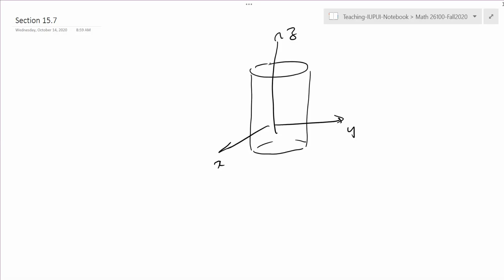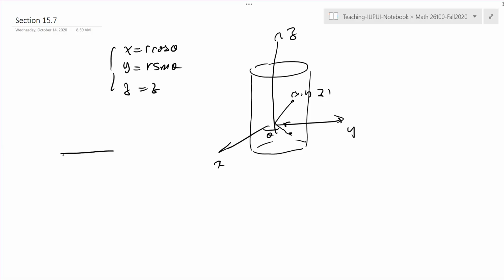Now every point inside the cylinder will use the following coordinates x, y, z. So this is the angle theta, and this is the distance r. Then you have x equals r cosine theta, y equals r sine theta. You know, it's familiar from polar coordinates, and z stays z. This is r, this is theta, this is z.